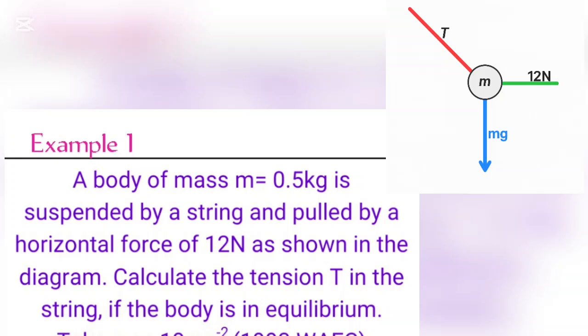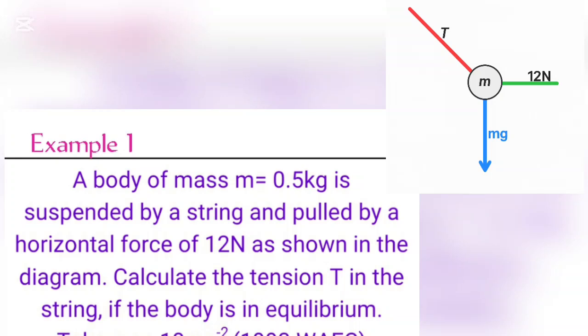Example 1. A body of mass m equal to 0.5 kilogram is suspended by a string and pulled by a horizontal force of 12 Newton as shown in the diagram. Calculate the tension T in the string if the body is in equilibrium. Take g as 10 meter per second square.